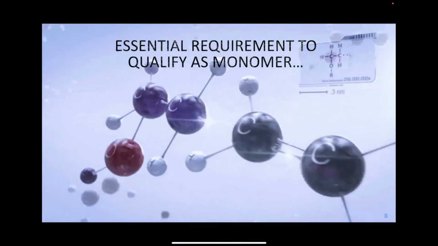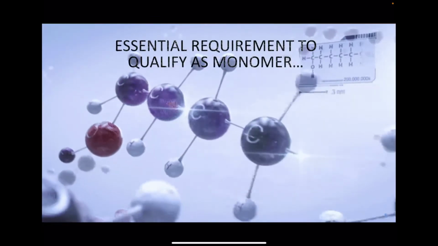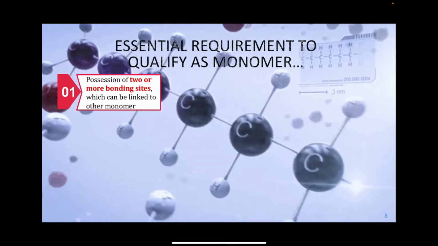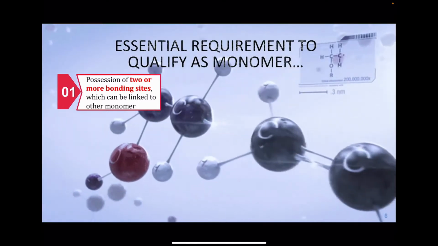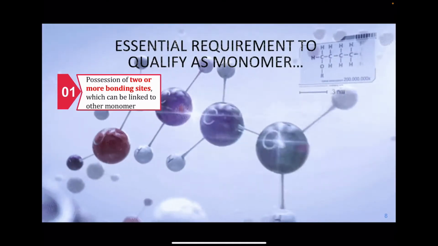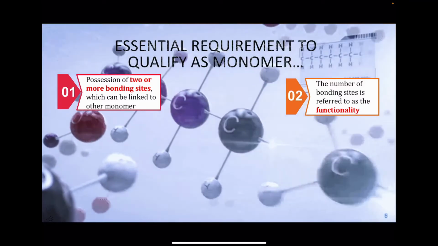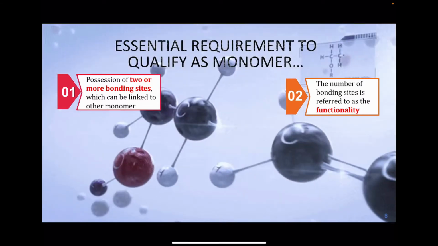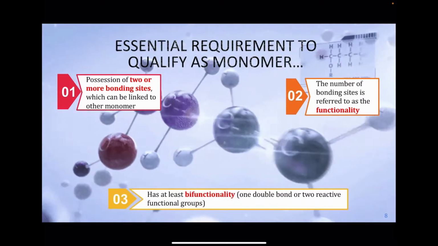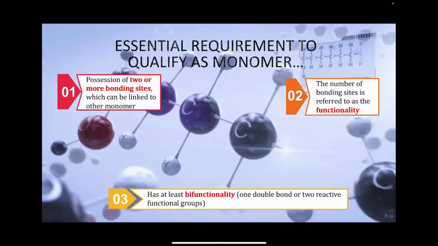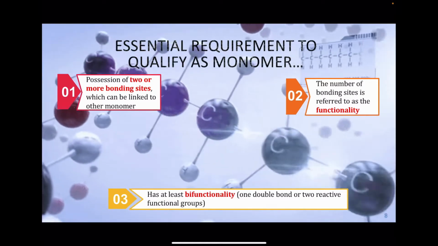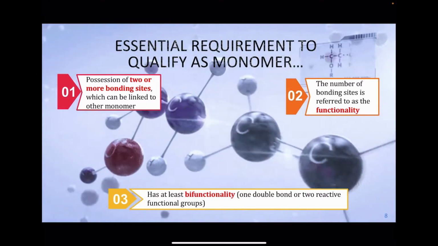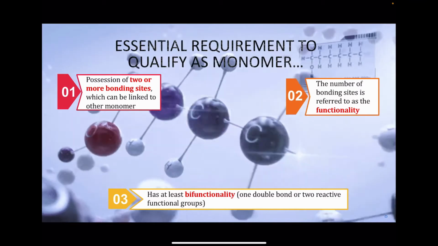First, the essential requirement to qualify as a monomer. To become a monomer, it must possess two or more bonding sites which can be linked to another monomer. Second, the number of bonding sites is referred to as the functionality of the monomer. And third, the monomer should have at least bifunctionality. It means that it should have either one double bond or two reactive functional groups.